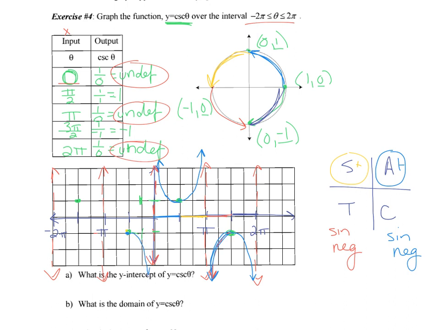So these are going to go down. And this one is going to follow that same pattern and go up. Okay, make sure they don't touch those asymptote values as you go along.